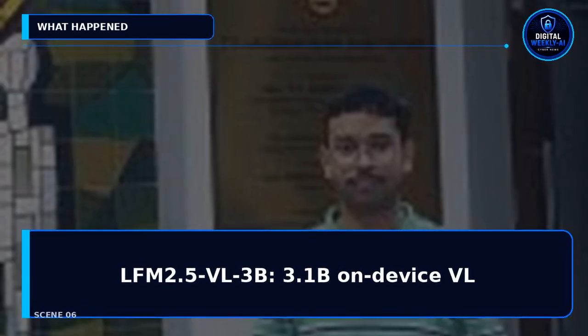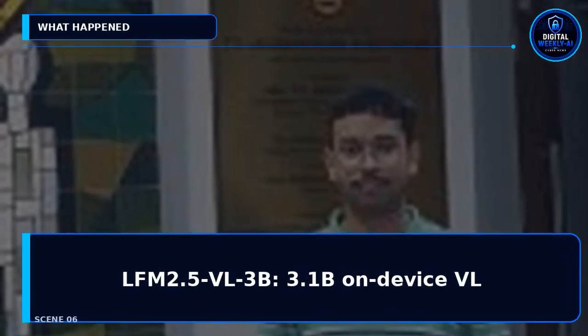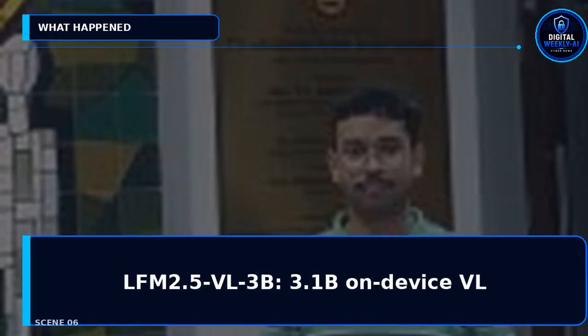Liquid AI released LFM2.5 VL3B. It is a 3.1 billion parameter vision language model that fits in about 3 gigabytes. It averages 69.4 across 28 vision benchmarks, matching InternVL 3.5. It decodes 228 tokens per second on an Apple M5 Max. Context length is 32,768 tokens, and the model uses a SigLIP2 NaFlex encoder.